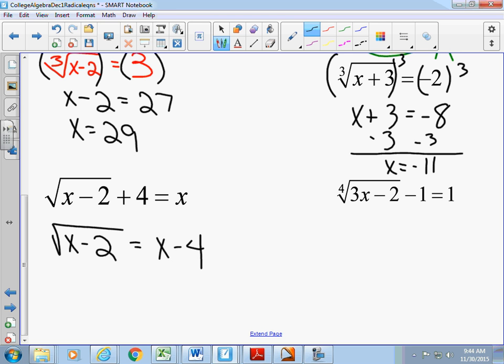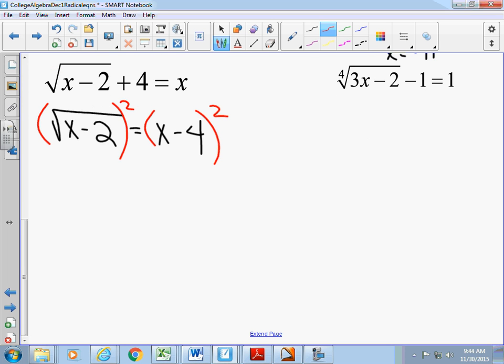Any questions about that one so far? What am I going to do to both sides to get rid of the square root? And what do you have to do on that right hand piece? Foil. So this is the second one I've shown you like this. It's very common for people to mess that up, so be careful. So that in your notes, you have a binomial on the right, make sure you foil.